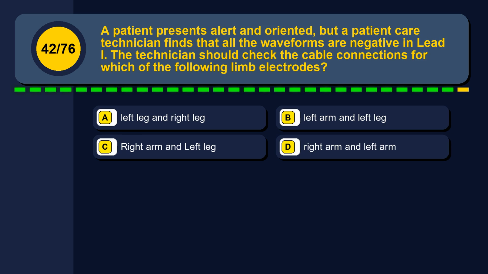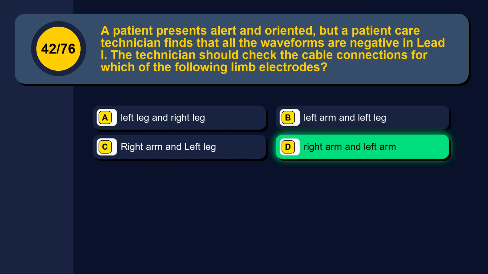Question 42. A patient presents alert and oriented, but a patient care technician finds that all the waveforms are negative in lead I. The technician should check the cable connections for which of the following limb electrodes? Option A, left leg and right leg. Option B, left arm and left leg. Option C, right arm and left leg. Option D, right arm and left arm.